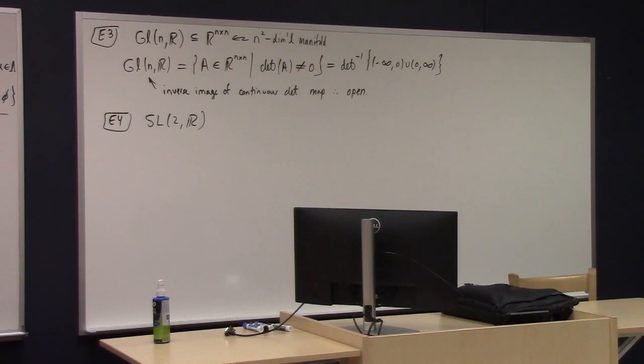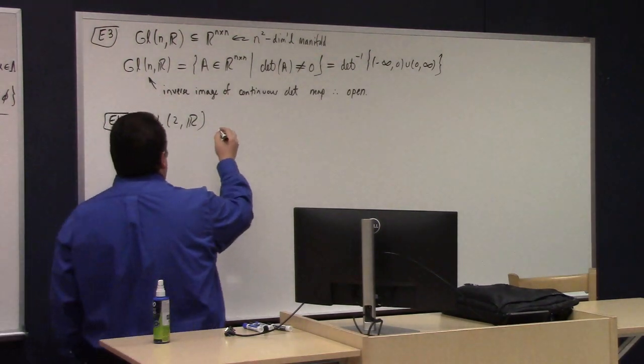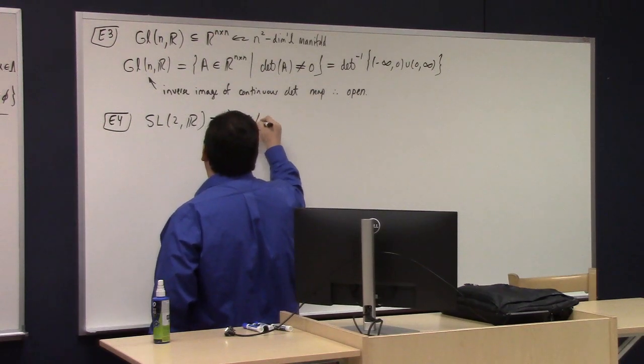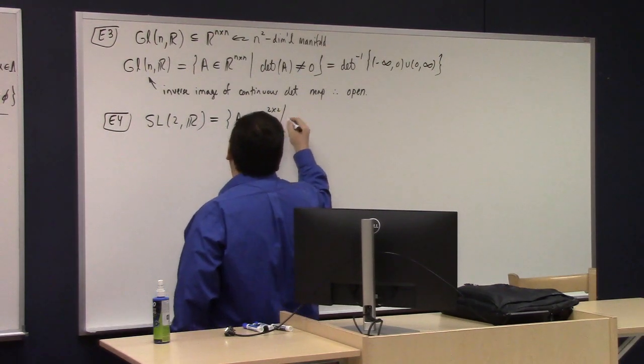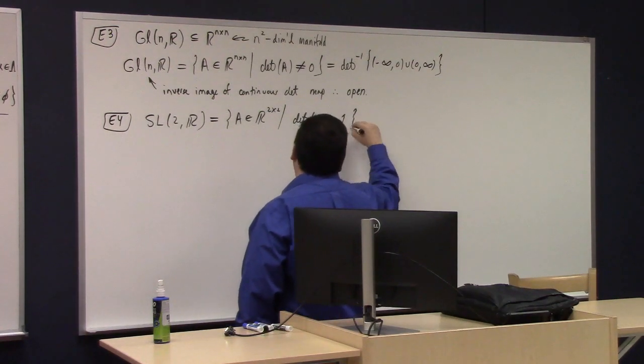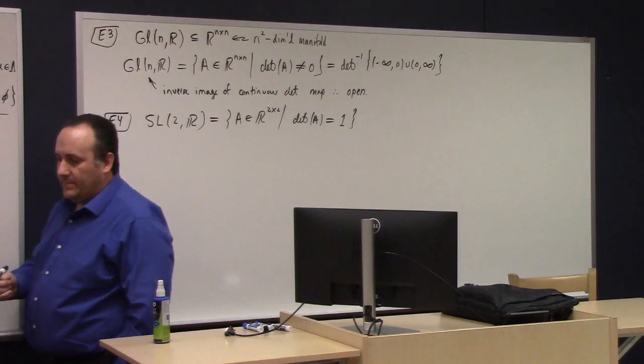is a subset of GL2R. So what is this? This is basically A in R^(2 by 2) such that the determinant of A is equal to 1. All right?